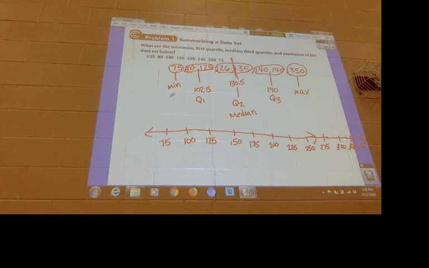I am going to put a point above my minimum, which would be 75. The tip of the whisker has a little point. I put a point at my quartile 1, which is 102.5, so pretty much right on it. Then a point at 130.5, which would be here. Then a point at 140, which would be here. And my max of 350.